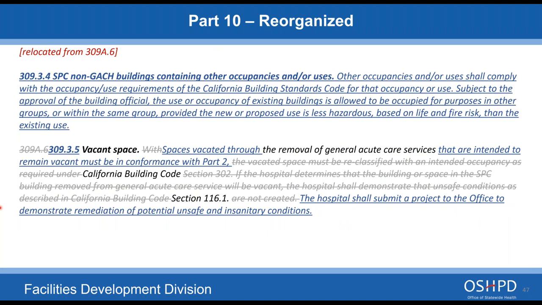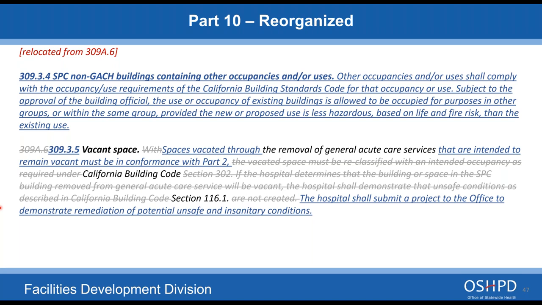And we're almost done with this. For SBC non-acute buildings containing occupancies and their uses, basically this is saying that subject to the approval of the building official, in this case OSHPD, the use or occupancy of this existing building is allowed to be occupied for purposes in other groups or within the same group, provided the new or proposed use is less hazardous based on life and fire risk than the existing use. So again, another way of allowing a lesser risk use to be put into a hospital building that does not have acute care.